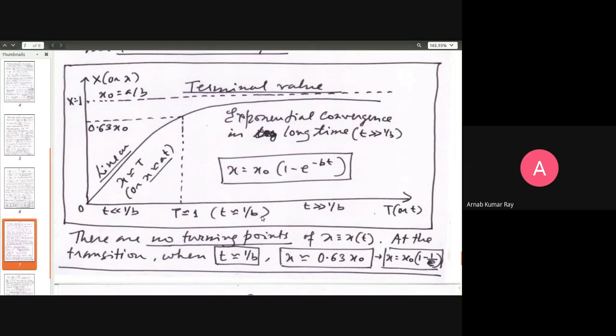Make a note of this feature very carefully, because later we will come to this thing. We will also discuss these things later in greater detail when we take a physical system. That 1 upon b is a natural time scale in this system. It's a natural time scale. So the system has its own time scale, and accordingly it will adjust its dynamic behavior. Dynamic behavior as in time-dependent behavior.